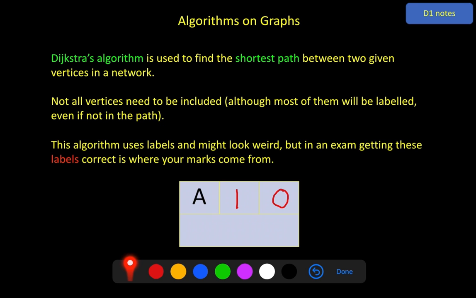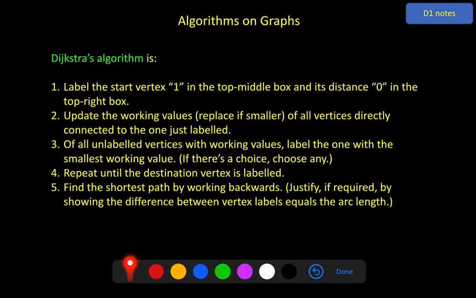Okay, let's have a look at the algorithm. The algorithm is this. You label the start vertex 1, like I just showed you, in the top middle box, and its distance 0 in the top right box.